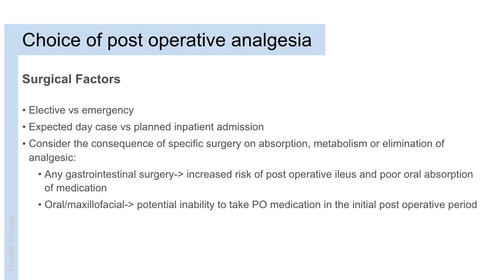in the postoperative period. When considering the surgery undertaken, it's important to think about what the potential consequences of the surgery might be on the absorption, metabolism, or elimination of analgesics prescribed. For example, patients undergoing major GI surgery are at increased risk of postoperative ileus, which means that any drug administered via the enteral route may not be adequately absorbed. For some surgeries, such as oral or maxillofacial, it may be, in fact, painful to even administer medications via the oral route in the initial postoperative period.